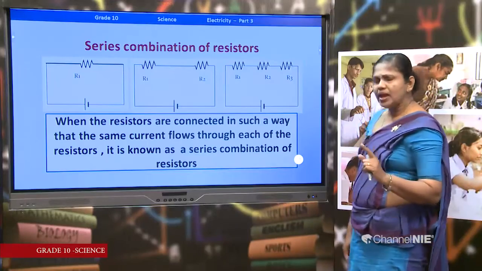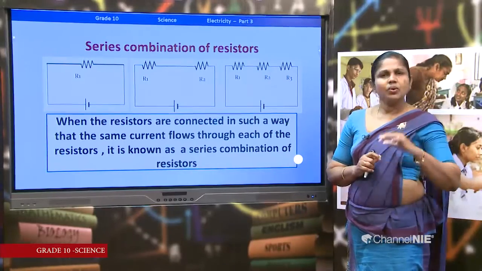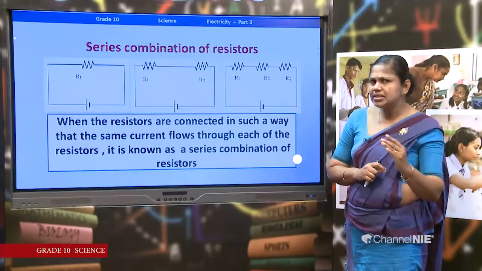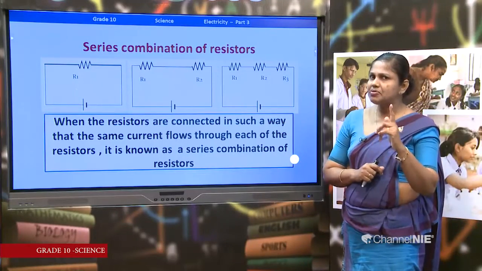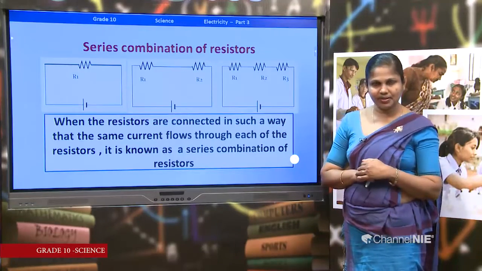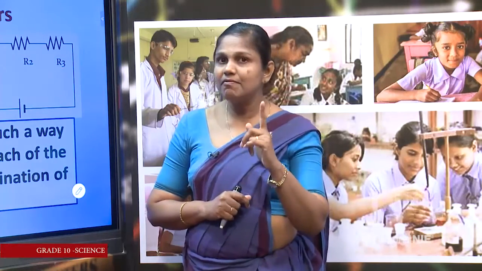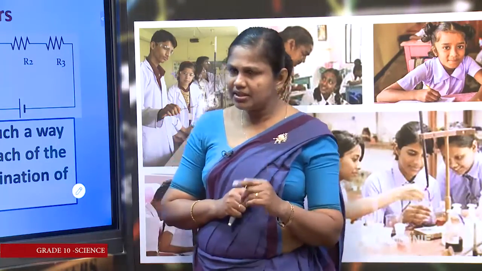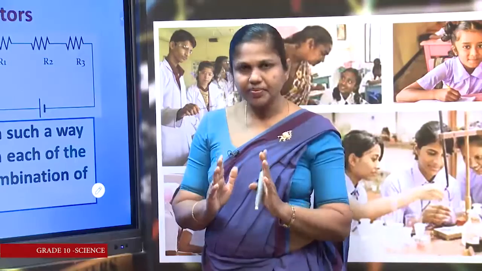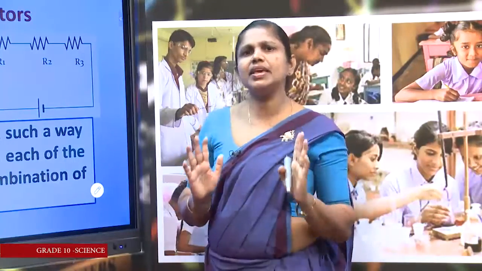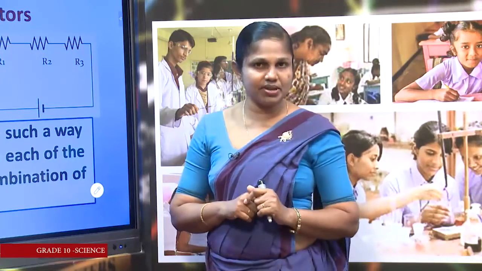Right. When there are a number of resistors like this, children, what is the final resistance affecting the circuit? How do we get the final resistance? That final resistance is called the equivalent resistance. That means if we can use a single resistor instead of all these three resistors here, it is called the equivalent resistance.